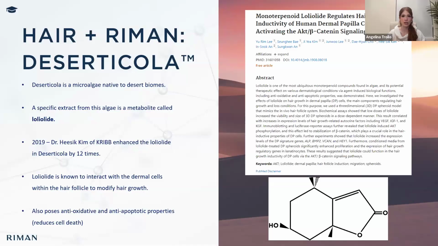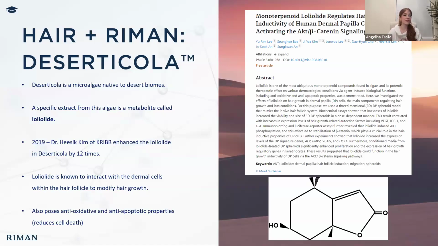And of course, that was the creation of Deserticola. Deserticola has a concentrated form of this loleolide. It is 12 times more concentrated than natural sources alone. This loleolide is not only helping with healthy hair growth, but it also has antioxidant and anti-apoptotic properties. Anti-apoptotic is essentially anti-cell death, so it helps your cells stay alive and continue to differentiate and continue to grow your hair follicle.